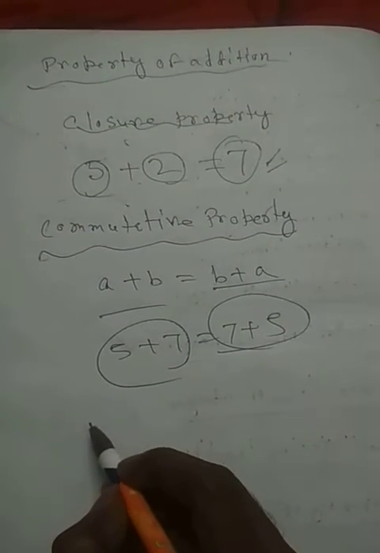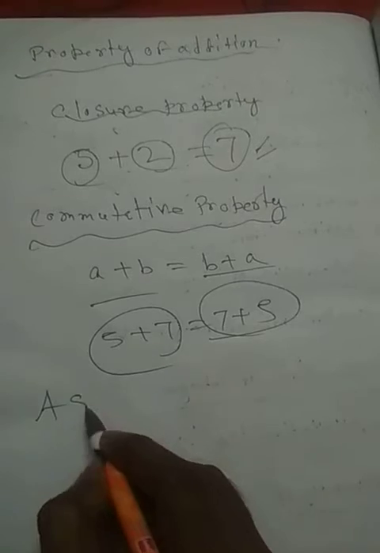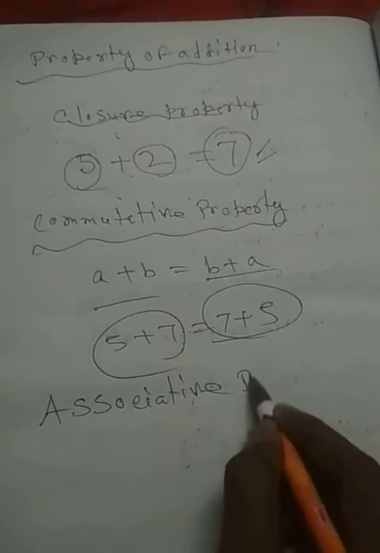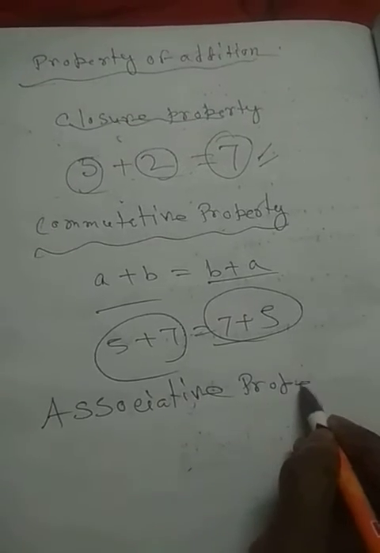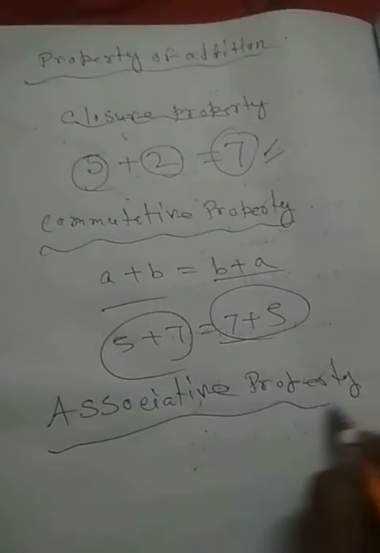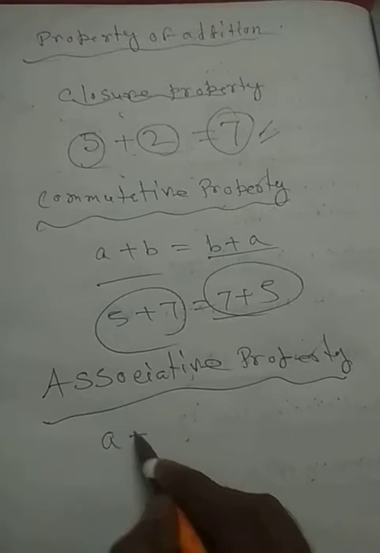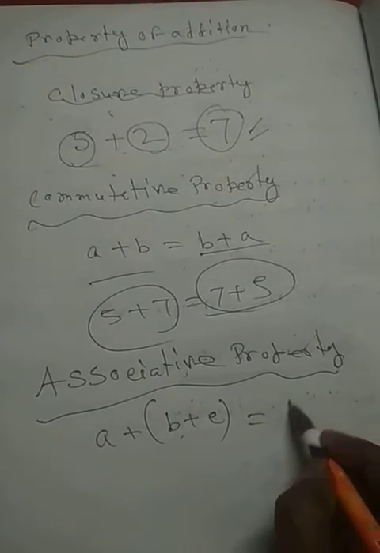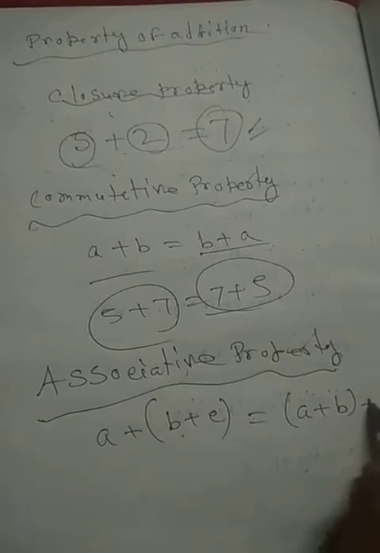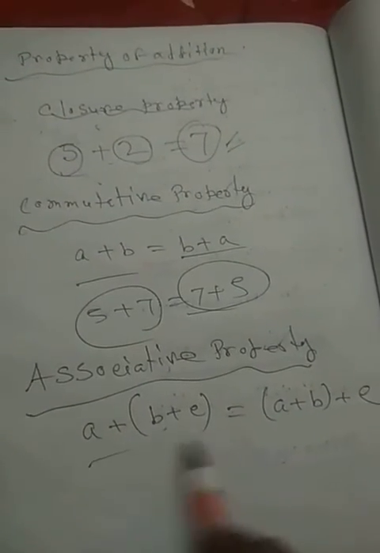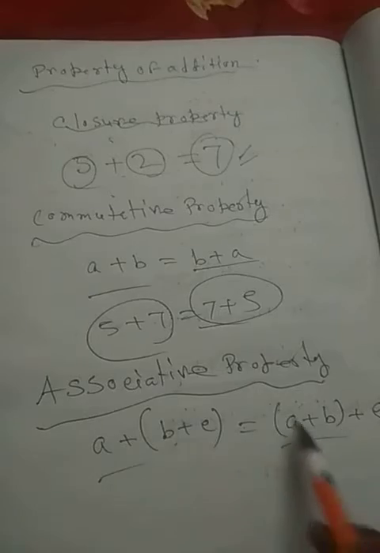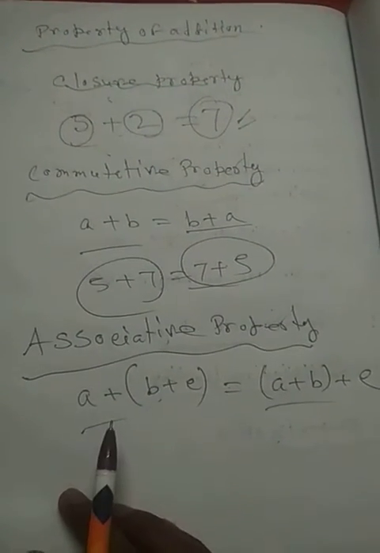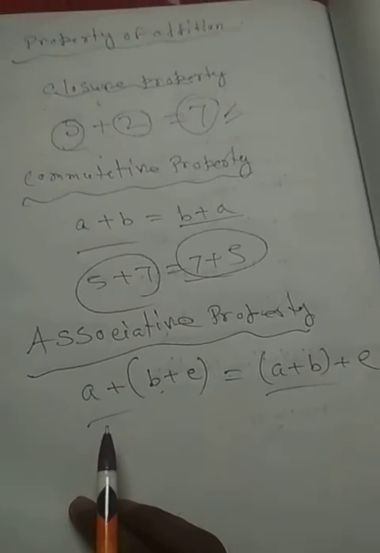Then comes associative property. What is associative property? a plus b plus c is equal to a plus b plus c, grouped differently. That means if you change the grouping, the result will be the same. This is known as associative property of addition.